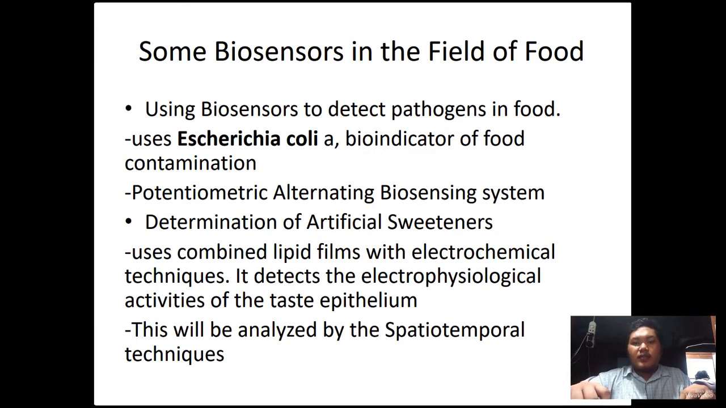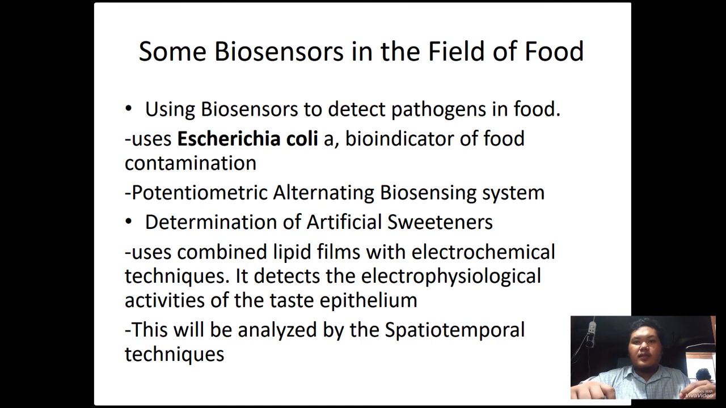Some biosensors in the field of food. Using biosensors to detect pathogens in food. Pathogens are one of the causes of illnesses and food poisoning. It uses E. coli, a bioindicator of food contamination. That is, E. coli is found in vegetables and can be extracted. Once extracted and it has reacted with the analyte, the potentiometric alternating biosensing system will detect the variation of pH caused by the ammonia, the antibody of E. coli.